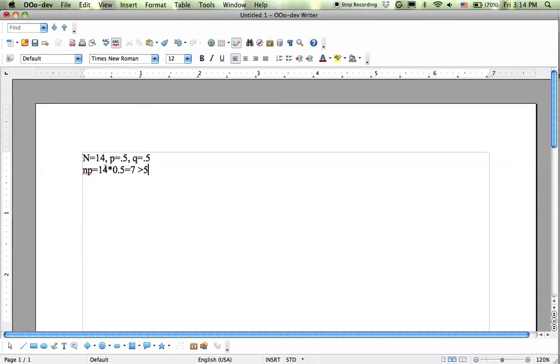So you need to check whether np and nq are bigger or equal to 5. Also nq is the same. You can do the very similar thing, and it will also be 7, which is bigger or equal to 5. So that means it's good. You can use normal approximation.